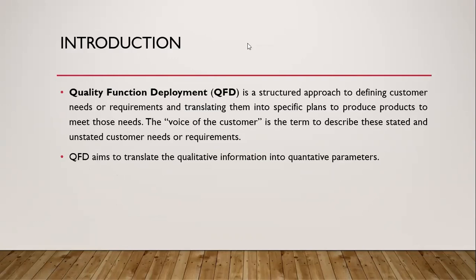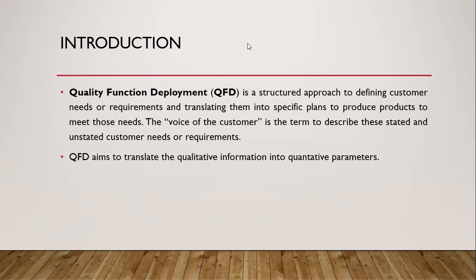Now let us directly move to the brief introduction. What do you mean by quality function deployment? This is one of the total quality management techniques, which is considered to be a highly customer-driven approach used at the middle level management system in order to understand the voice of the customer. That is nothing but translating the customer's basic requirements into specific stated needs for a given product.